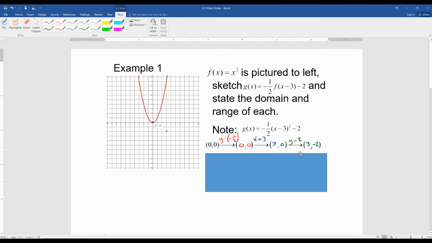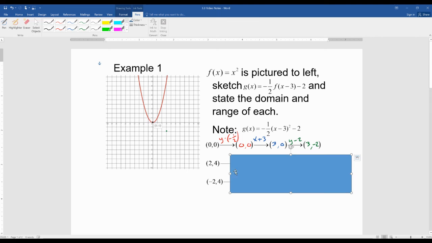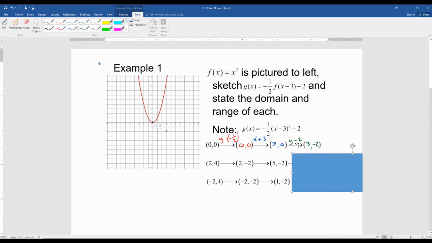Okay, so now if I apply the same 3 steps to some other points on my graph, I can obtain the rest of my graph here. So if I start with the points (-2, 4) and (2, 4), I just multiply the y coordinates by negative 1/2. Those are going to become both negative 2. Then if I add 3 to the x coordinates there, that's going to give me 1 and 5. And then if I subtract 2 from the y coordinates, those are going to both be negative 4. And I can plot those points over here as well.